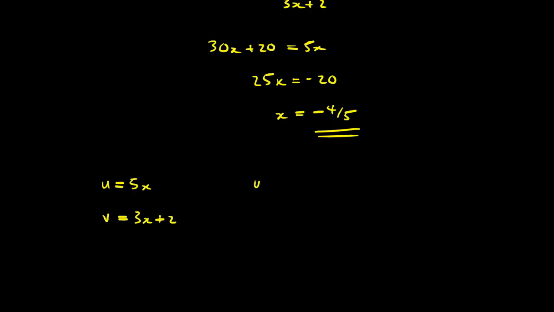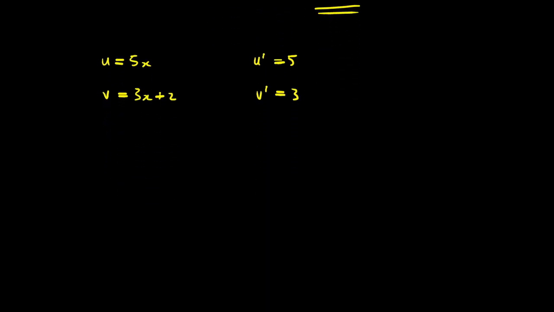And so u prime is equal to 5, and v prime is equal to 3. Now, what is the quotient rule? Well, the quotient rule is given by the following formula: v du minus u dv all over v squared. So we're going to substitute in.